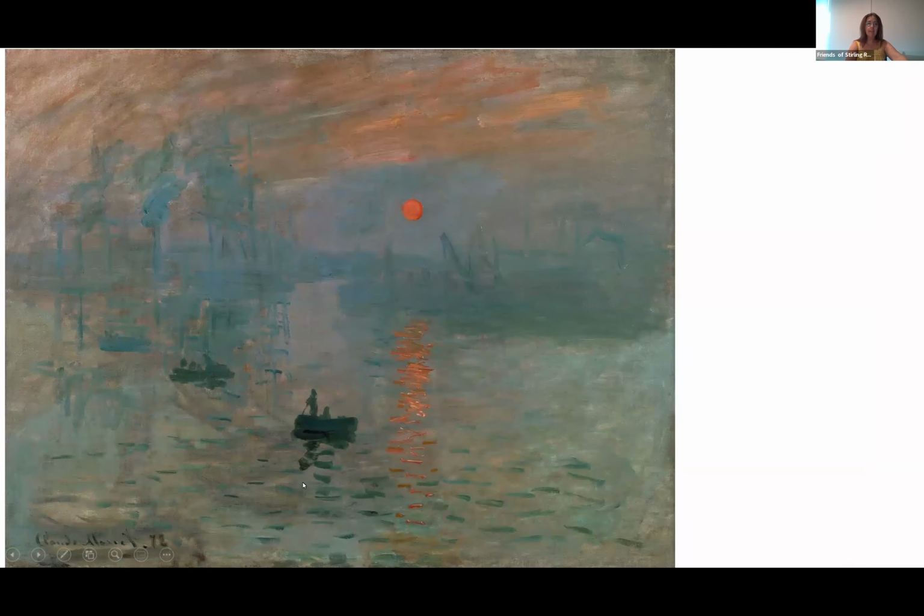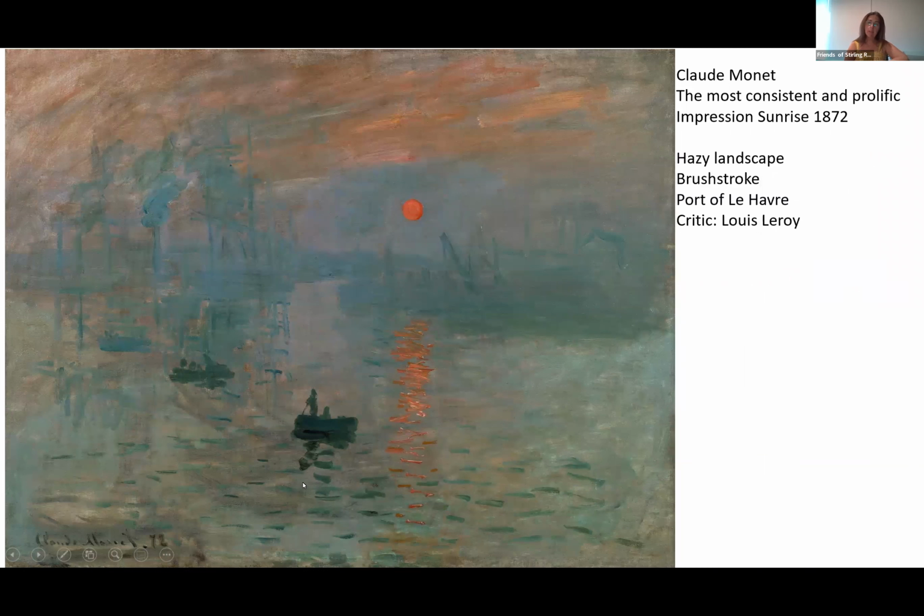And this is the painting that is going to give the name to the movement. Claude Monet painted this, and it's going to represent what Impressionism is. Monet is going to be the most consistent, the most prolific painter, and the title of this painting is called Impression, Sunrise. There's a debate about it, but look at this hazy seascape.